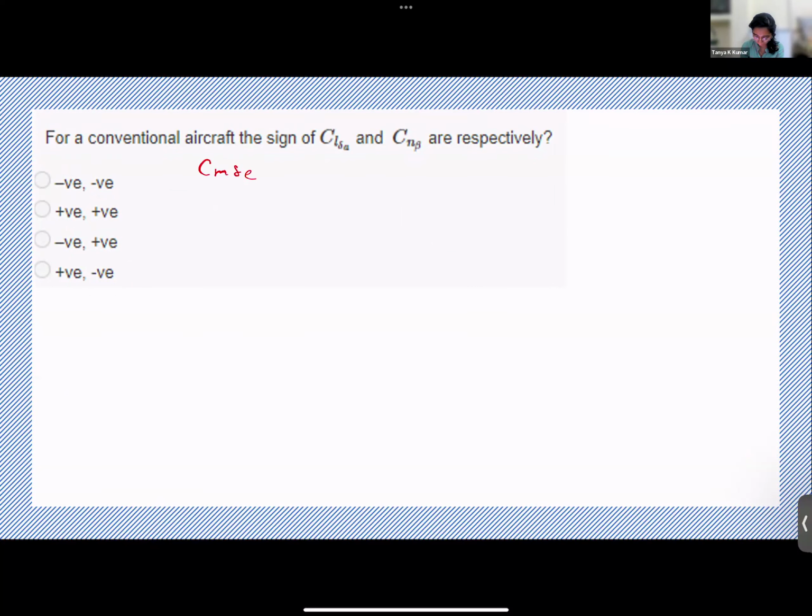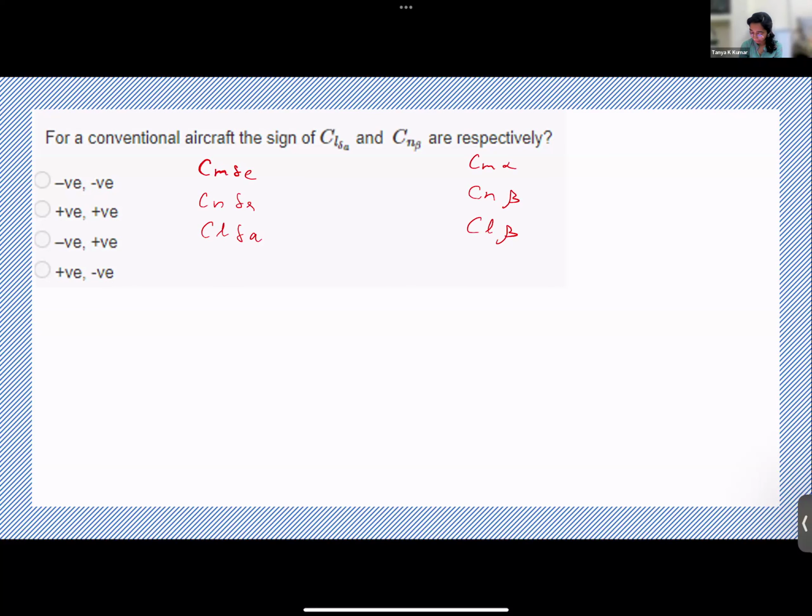Cm delta E, what do you have then? Cn delta R, and you have Cl delta A. These were the control derivatives. Now let's do stability derivatives. You have Cm alpha, Cn beta, and you have Cl beta. What should be the signs of all these quantities?